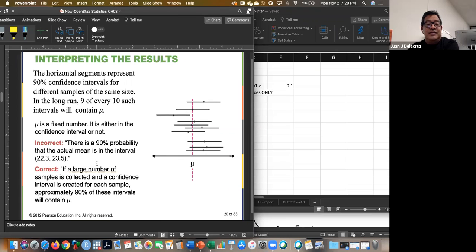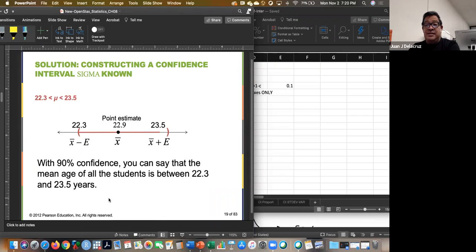So it's incorrect to say that there is a 90% probability that the actual mean is in the interval between 22.3 and 23.5. What we can say is that if a large number of samples is collected and a confidence interval is created for each sample, approximately 90% of these intervals will contain mu. So this is a very good statement, because you are saying that with 95% confidence the mean age of all the students, or the population mean for age in this school, is between 22.3 and 23.5. So this is the point estimate.